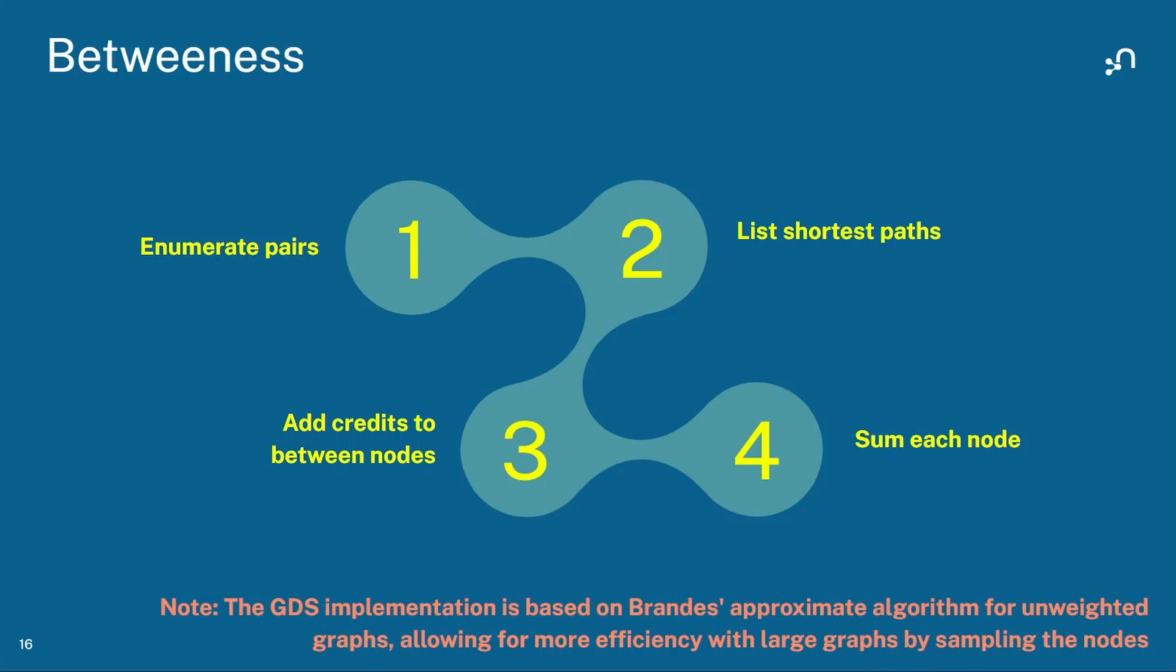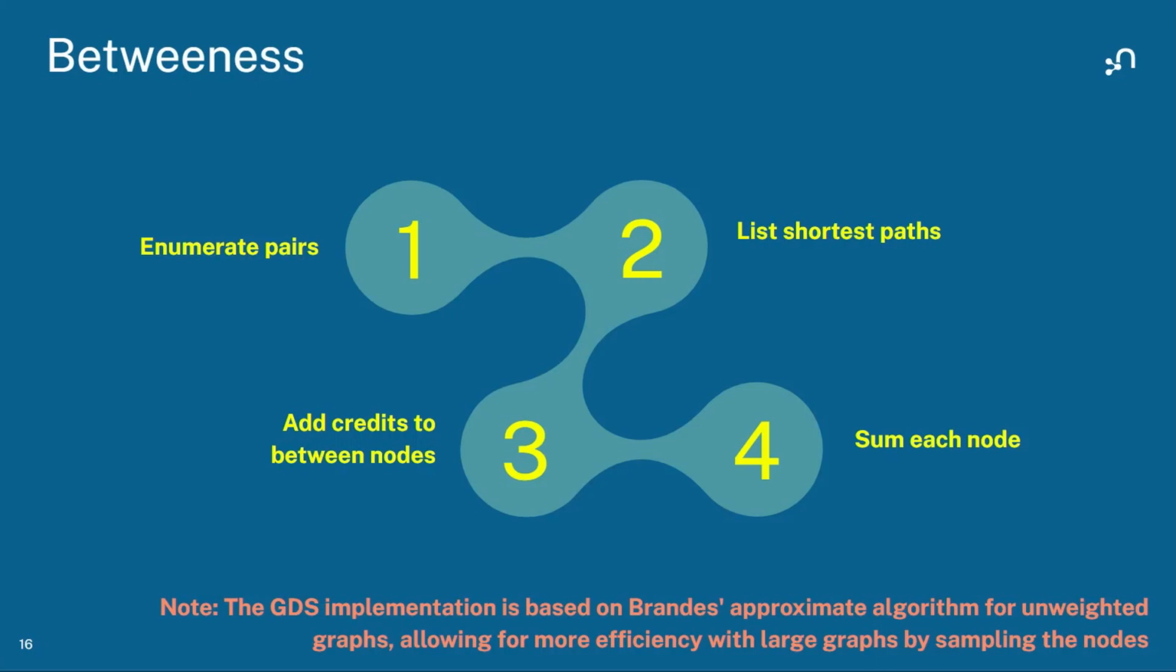So to recap, we first enumerate the pairs, list shortest paths, add credits between nodes, and sum each node. However, doing this calculation for a very large graph doesn't make much computational sense.